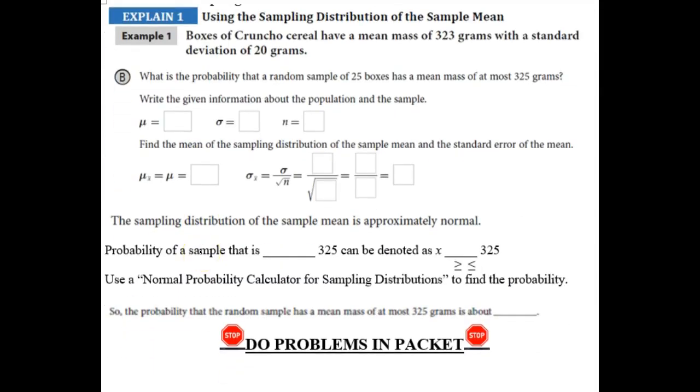So on part B, again, they're giving us kind of the same information. Our mean mass, otherwise denoted by that symbol, is 323, and our standard deviation, denoted by this symbol, is 20. What is the probability that a random sample of 25 boxes has a mean mass at most of 325 grams?